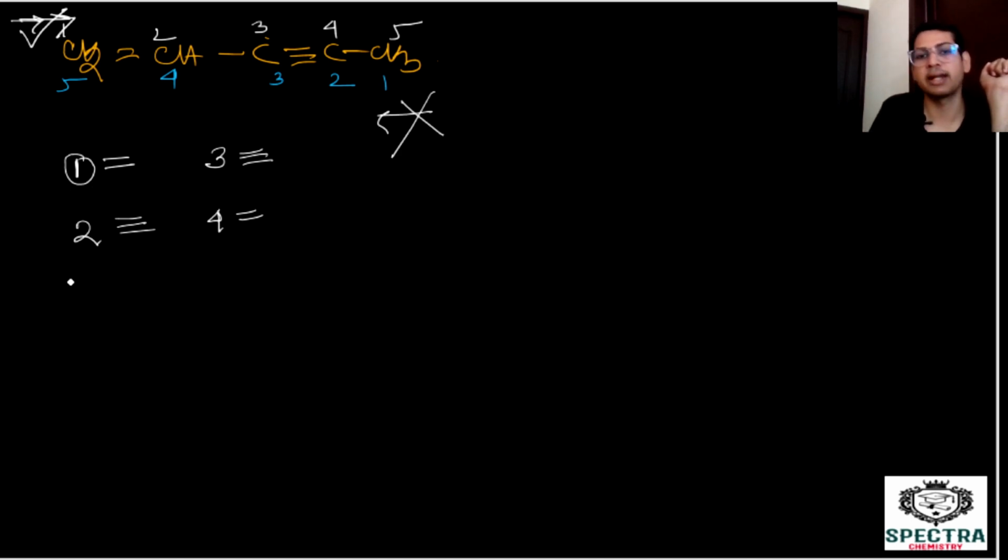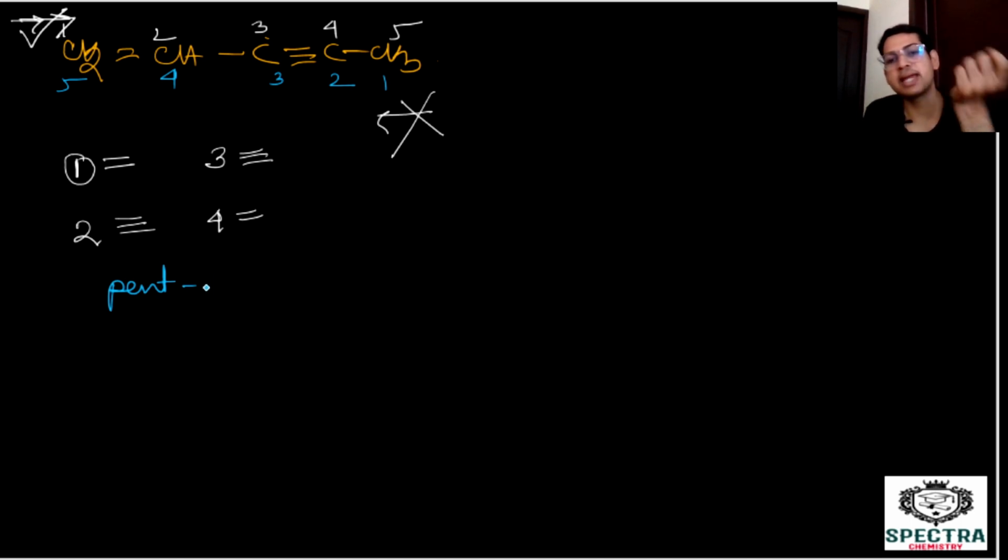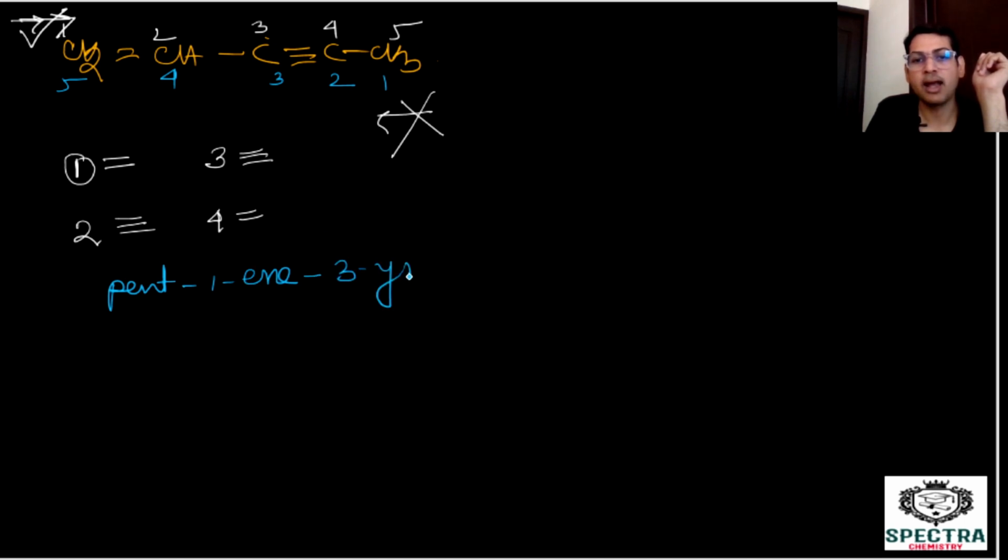This is not correct. Okay, so now it's very easy. No substituent is there, so the naming of this is pent. Naming always ends with triple bond. So pent, then your double bond is at carbon number 1. So pent-1-en-3-yne.